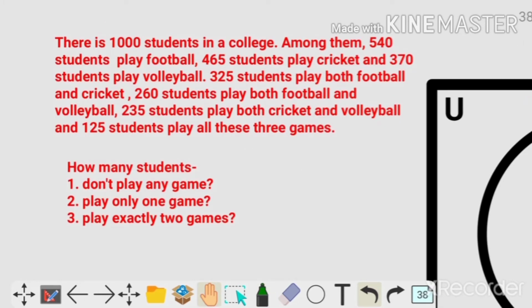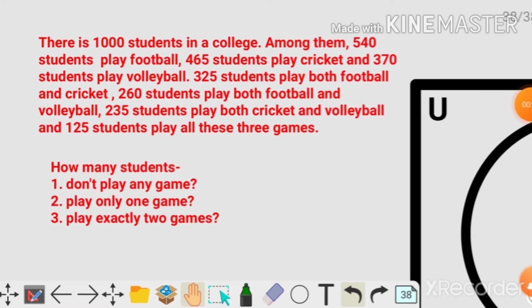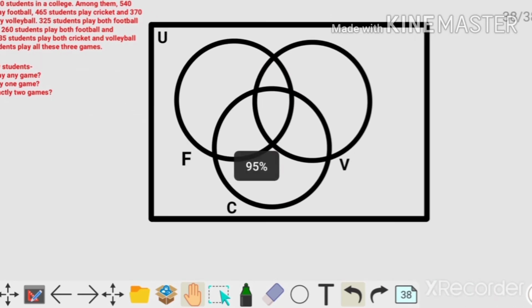Now the next problem. There are 1000 students in a college. Among them 540 students play football, 465 play cricket, 370 play volleyball, 325 play both football and cricket, 260 play both football and volleyball, 235 play both cricket and volleyball, and 125 play all three games. Then how many students don't play any game, play only one game, and play exactly two games? Now we'll solve this problem by Venn diagram. So here is our Venn diagram.